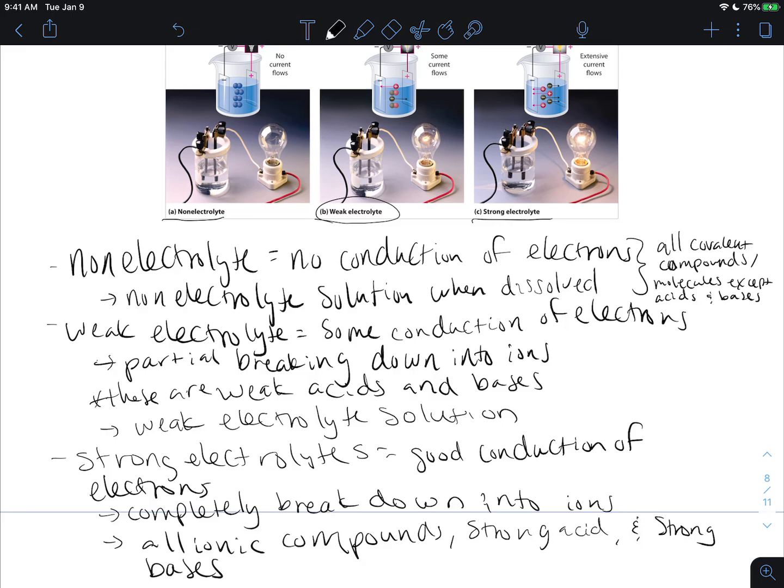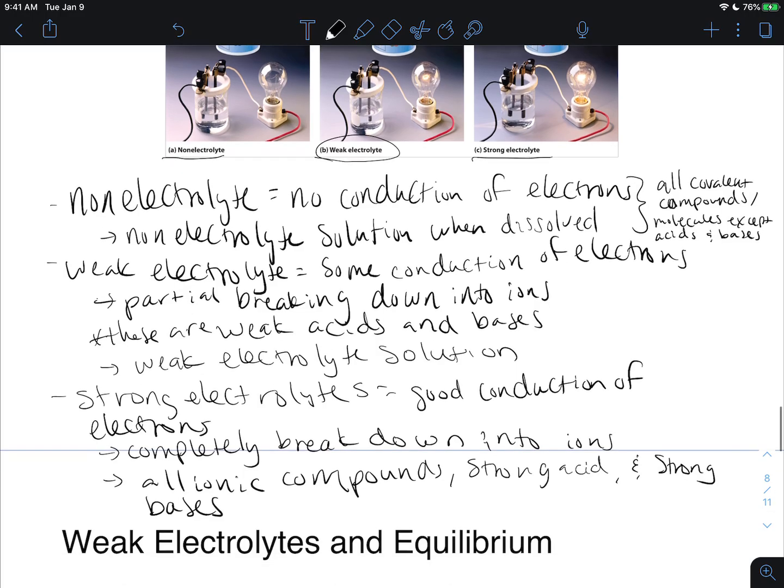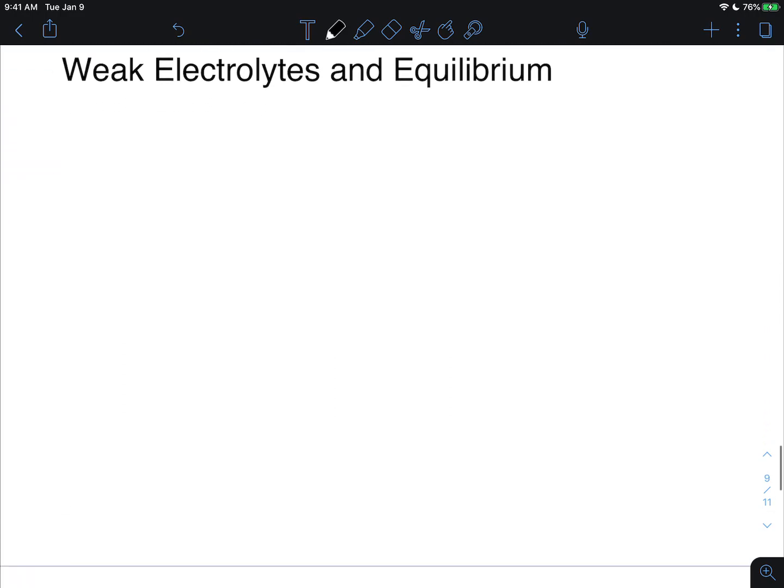Okay. As a note, the strength of the acid or base is determined by how much it breaks down into ions. If an acid or base completely breaks down into ions, it's considered a strong acid or base. If an acid or base does not completely break down into ions, it's considered a weak acid or base. So let's look a little bit more at weak electrolytes. These are going to be weak acids and weak bases. So they're going to have a partial dissociation in water.